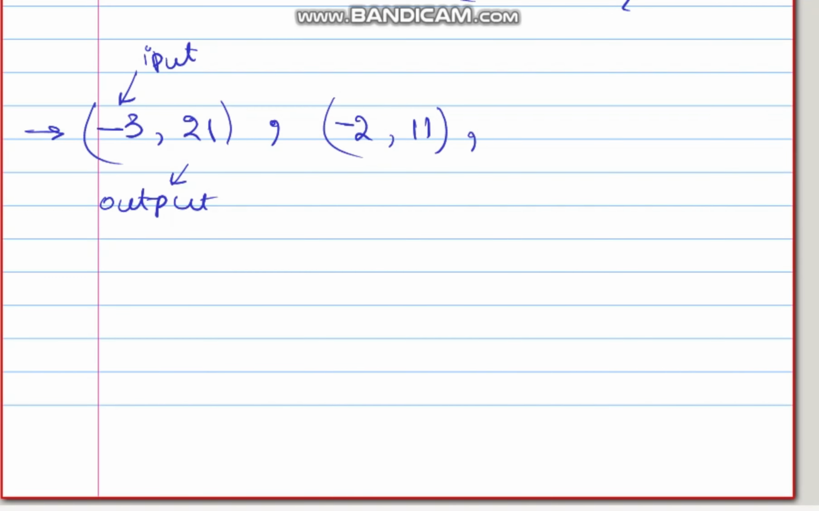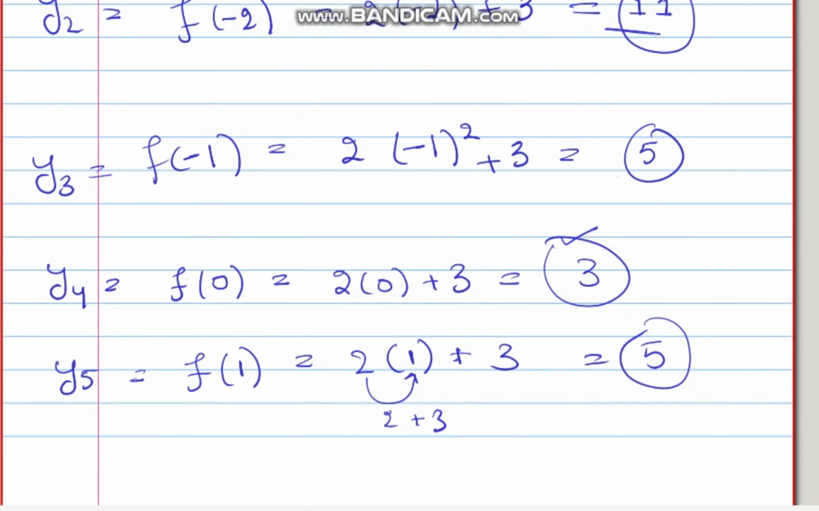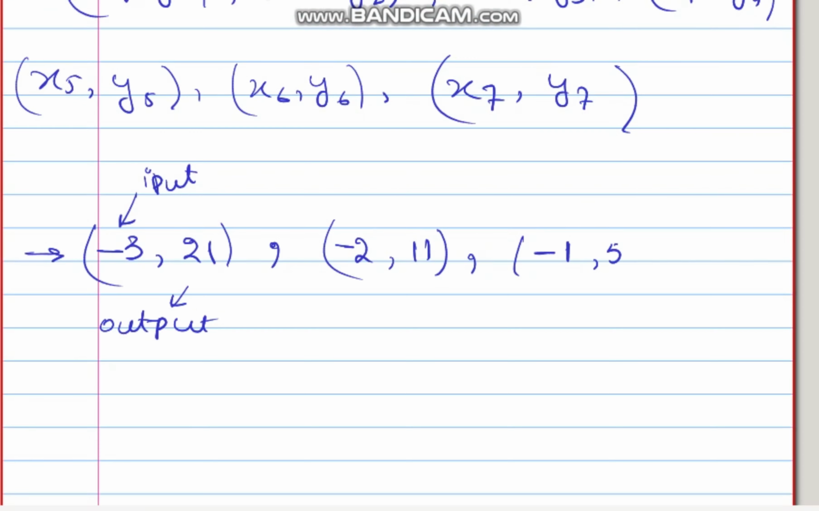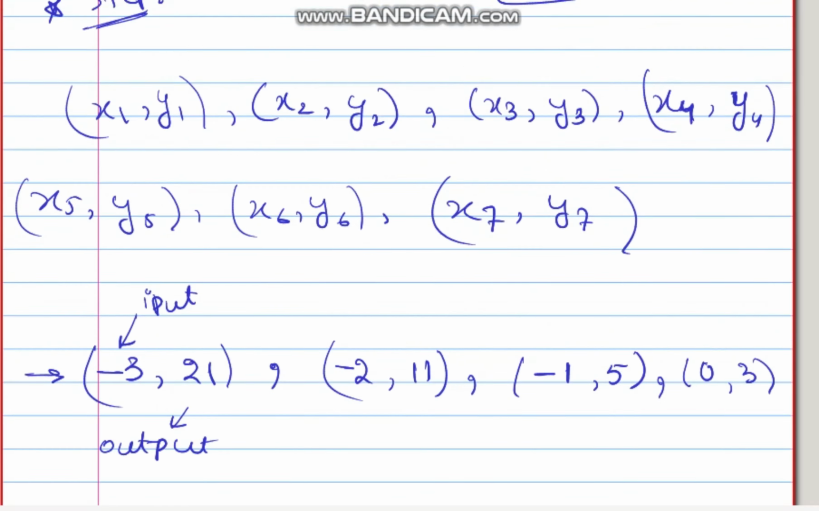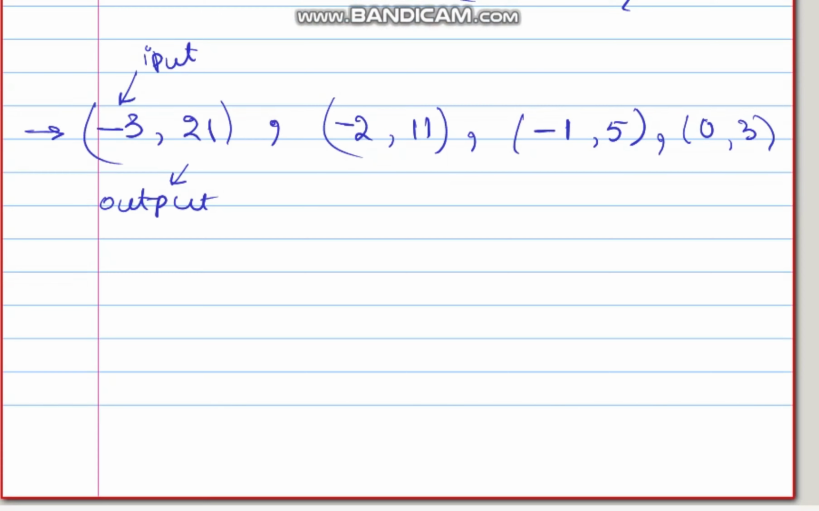Okay, now write the third point. The third input is minus 1, and the third output is what? Please check the third output here. The third output we know is 5. Now please write the fourth input is 0 and the fourth output is 3. Let me confirm the fourth output here. It is 3.